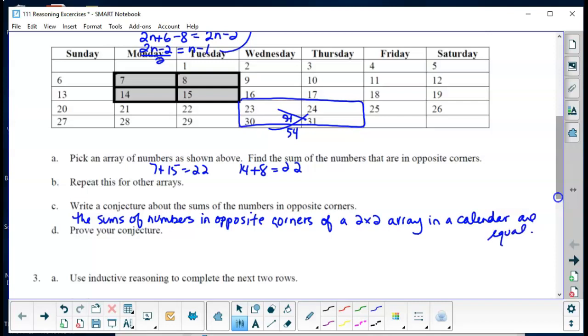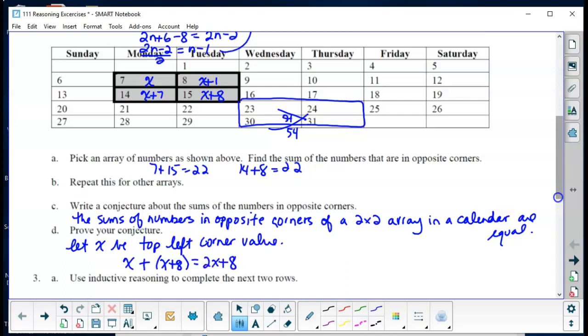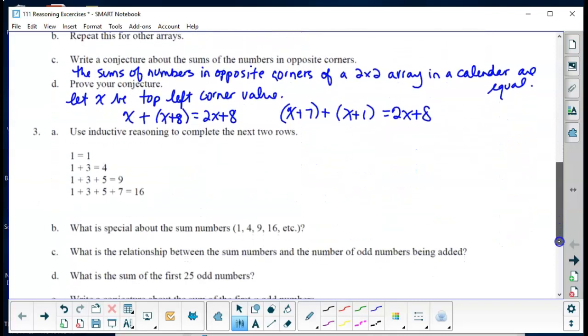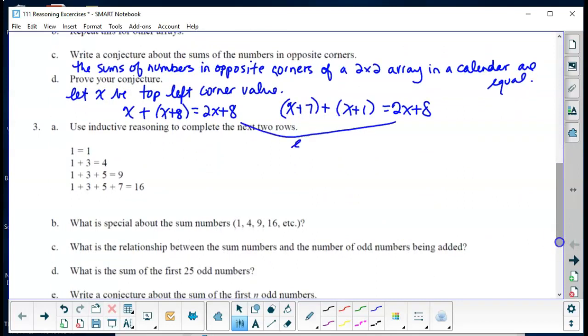Okay. Prove your conjecture. So let x be the top left corner value, in this case, the date in the top left corner. So let's label it, that would be x. This would be x plus 1. This is a week later, so that would be x plus 7. And this would be x plus 8. So x plus x plus 8 is 2x plus 8. And then the other diagonal, x plus 7 plus x plus 1 equals 2x plus 8. Okay? All right, and those are equal. Right?